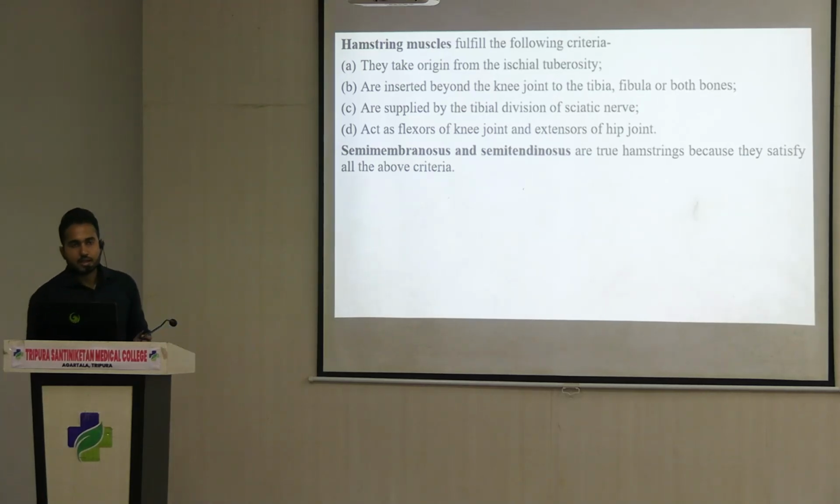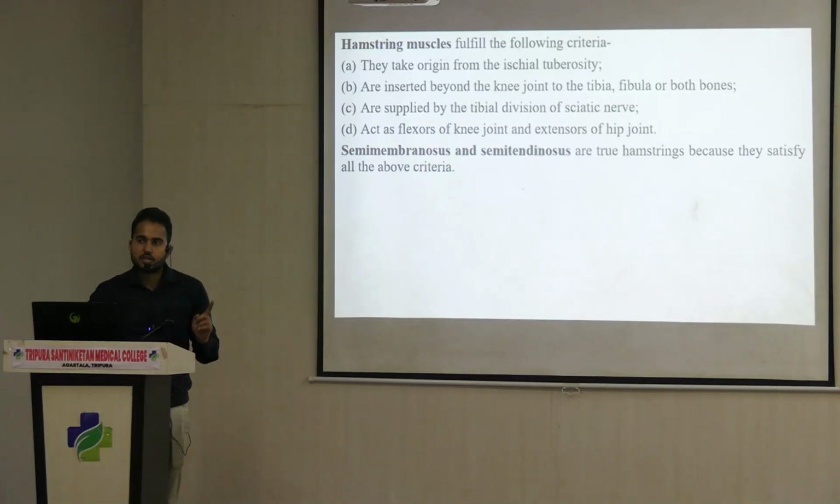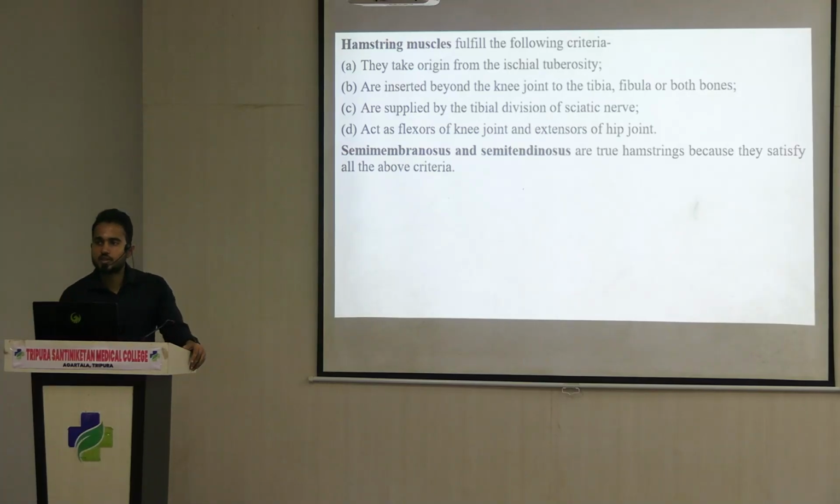Now, we know that 4 hamstring muscles are there. Among them, semimembranosus and semitendinosus are hamstring muscles because they satisfy all the above criteria. Okay, in hamstring muscles also there are 2 types, true hamstring muscles and false hamstring muscles. True hamstring muscles are those which fulfill all the above criteria which I have mentioned. In the case of false hamstring muscles, some criteria are not fulfilled. That we have to see.